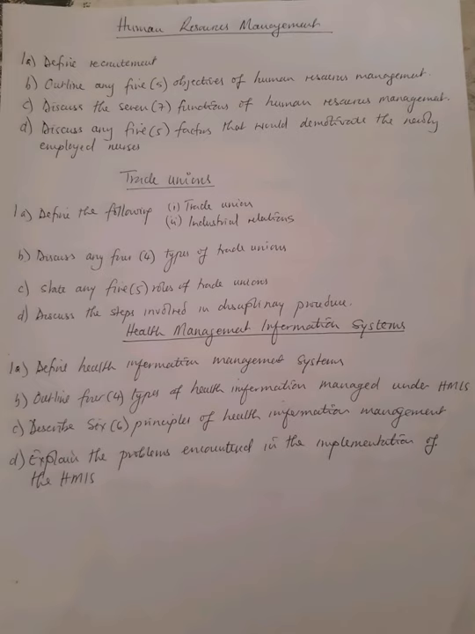I will repeat the definition. Health information management system is a system designed to manage healthcare data. This includes systems that collect, store, manage and transmit a patient's electronic record, a hospital's operational management, or a system supporting healthcare policy decision. So this is the definition for health management information system. We move on to part B.